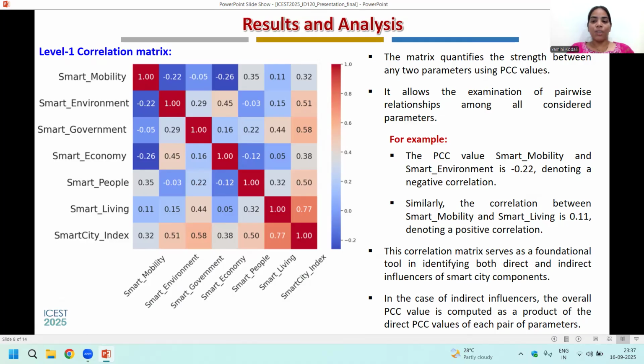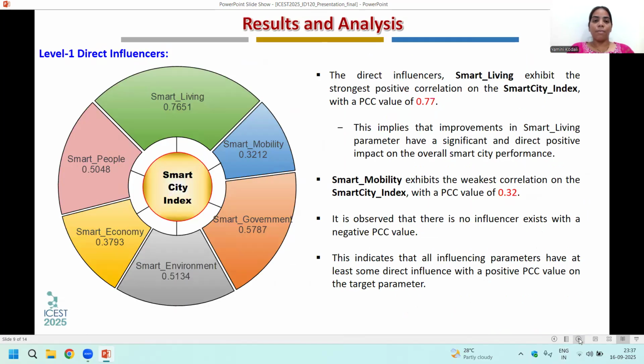Similarly, the correlation between smart mobility and smart living is 0.11. Here we can observe in the diagram 0.11 between smart mobility and smart living, which is denoting a positive correlation. This correlation matrix serves as a foundational tool to identify both direct and indirect influences of smart city components. In the case of the indirect influences, the overall Pearson correlation coefficient value is computed as a product of direct PCC values of each pair of parameters.